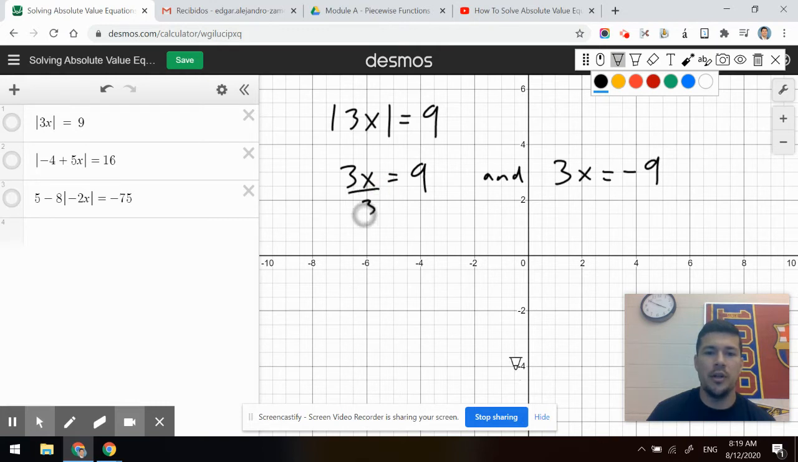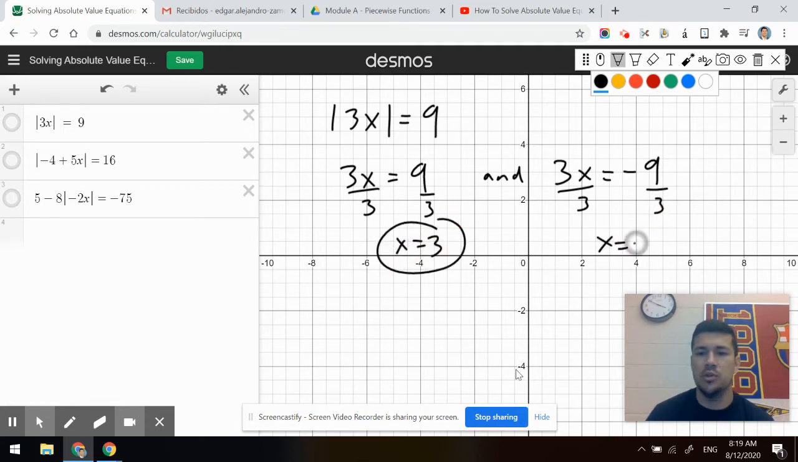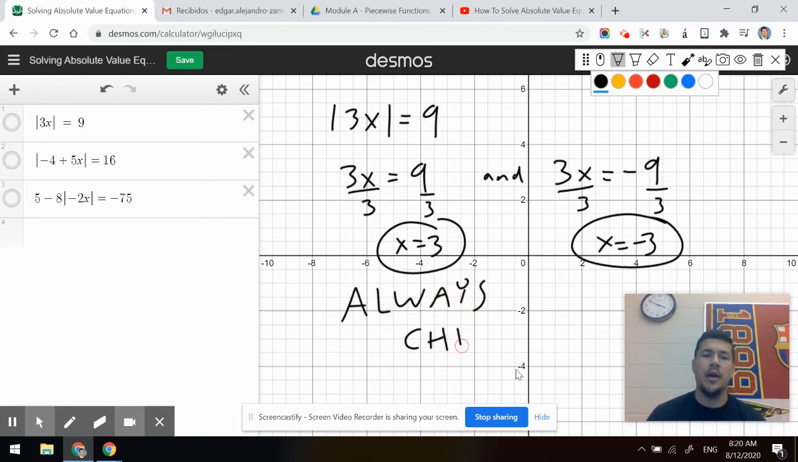I'm going to solve both equations really in one step. I solve them both by dividing by 3, and I get x equals 3 for the first one and x equals -3 for the second one. You can substitute those answers in and you will see that both of them work. I would always check. Why? Because every now and then you do get some solutions that do not make sense, what you call extraneous solutions. So make sure you always check your answers by substituting them back in. In this case, 3 multiplied by both 3 and -3 gives you an expression with the absolute value of 9.